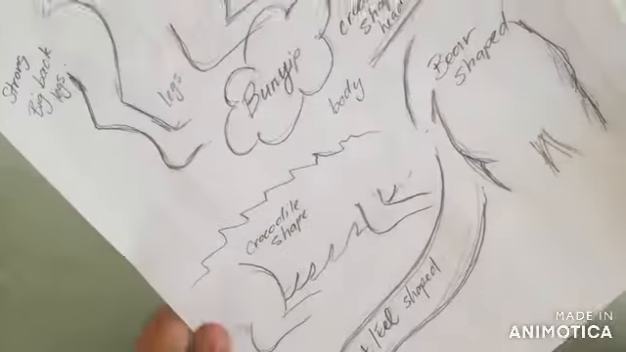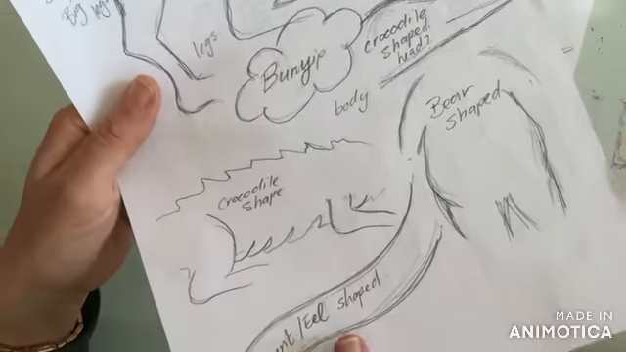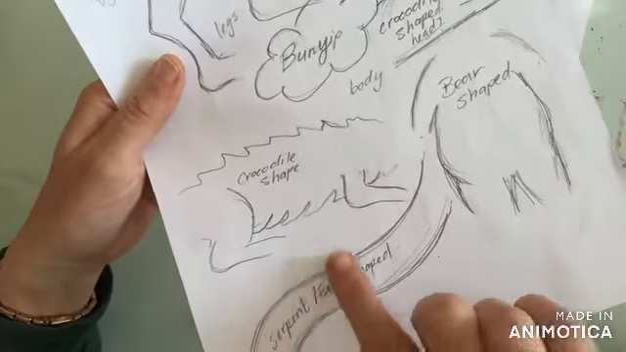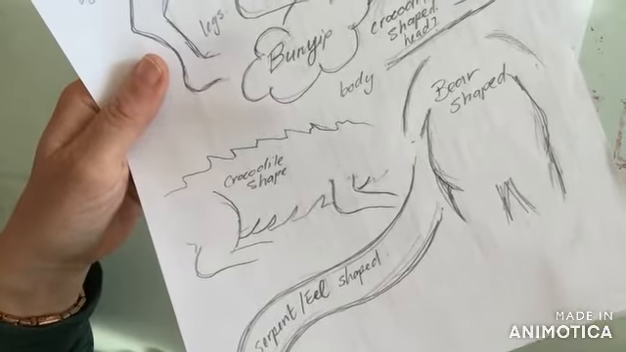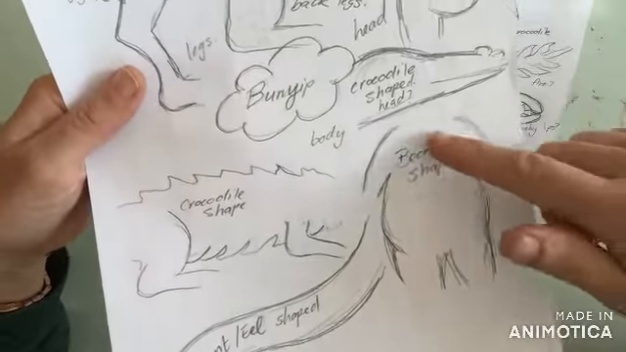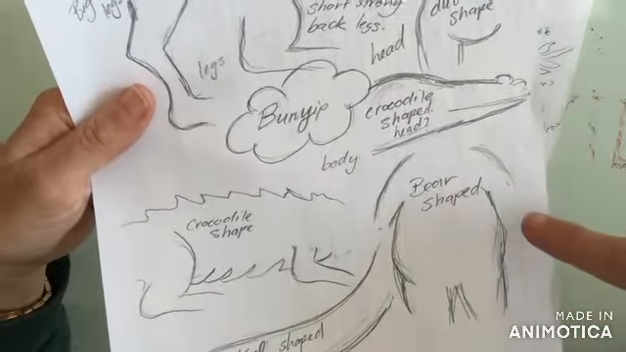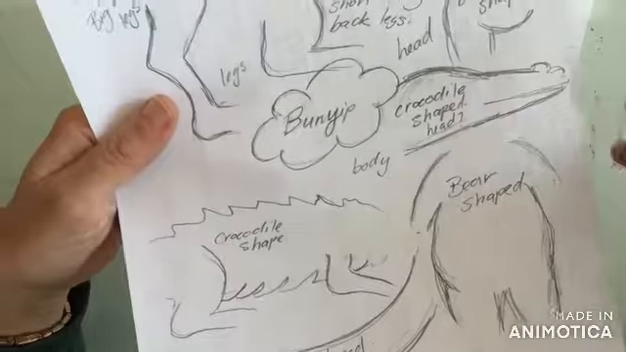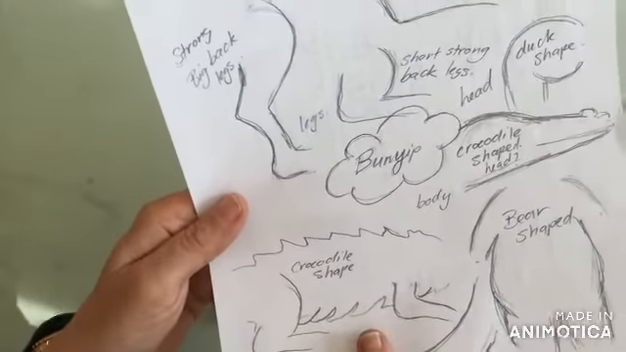And the body, I've got a couple of three body shapes here. So I've got a long serpent, eel type, thinking it might be good for swimming through the water. I have a bear type shape, a big round, upright type of figure. And I have a crocodile shape.